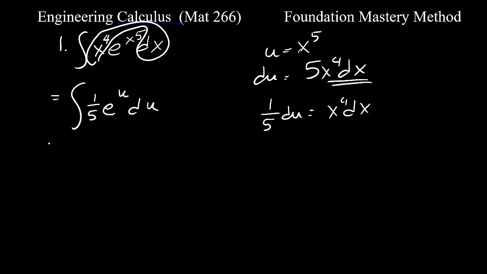And now this is an integral that we know right away because the integral of e to the u is just e to the u. So we'll have 1/5 e to the u plus our constant of integration. And then our last step is to do the back substitution. So instead of u, we'll replace u with x to the fifth.